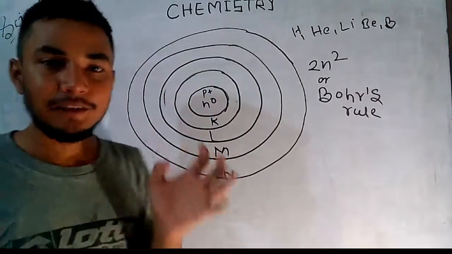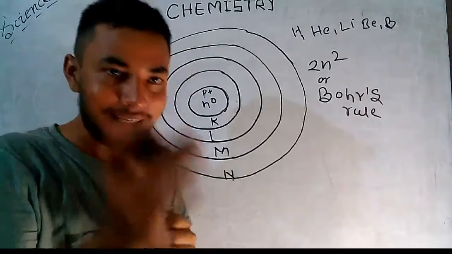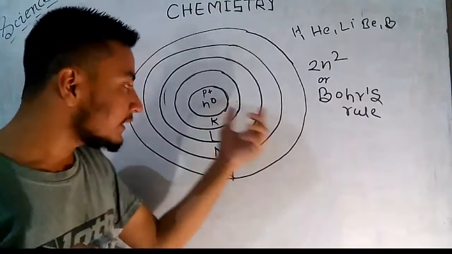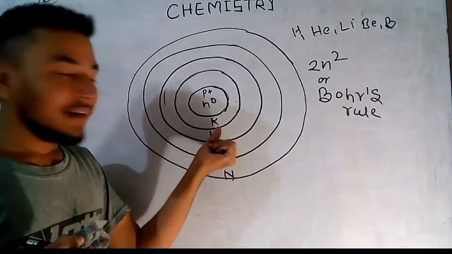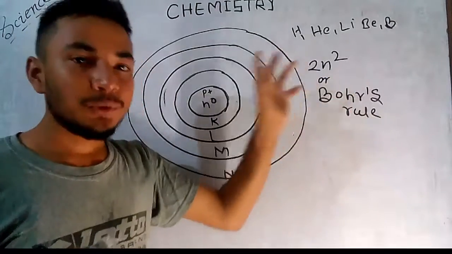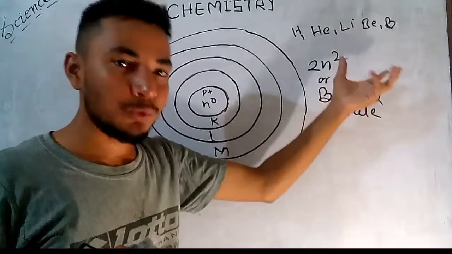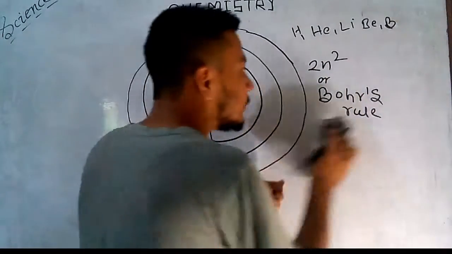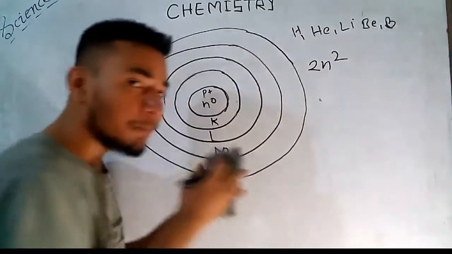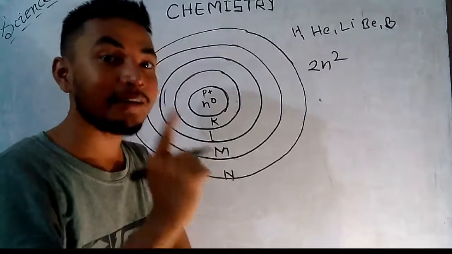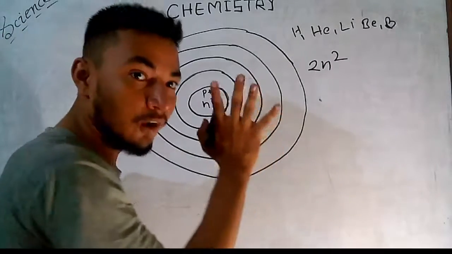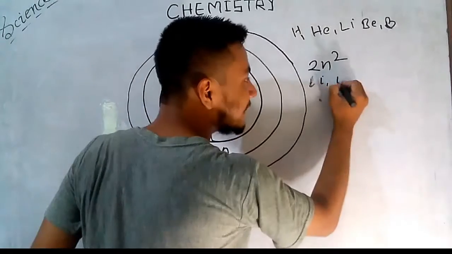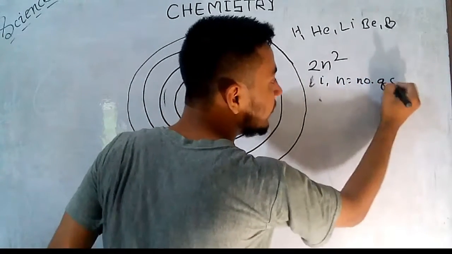What is the statement of Bohr's rule? You can write: Bohr's rule states that the maximum number of electrons present in a shell is given by the formula 2n square, where n is the number of the shell. The maximum number of electrons occupied by a shell is given by 2n square, where n equals the shell number.